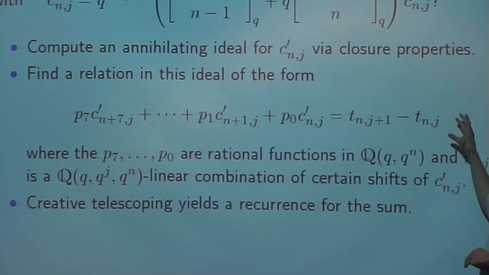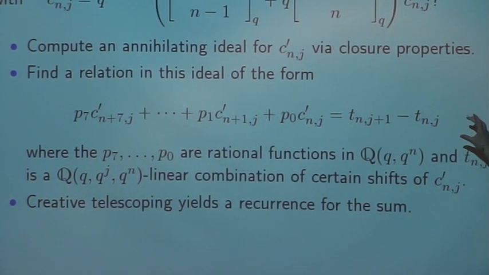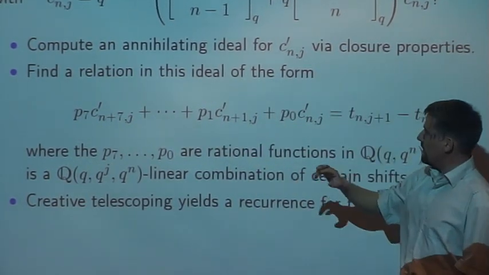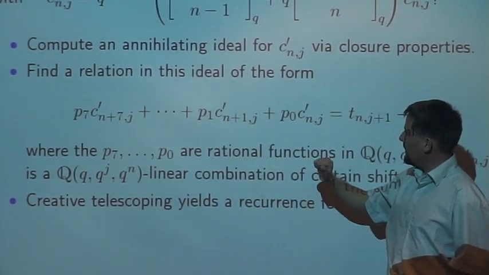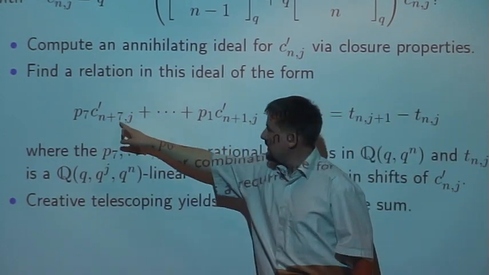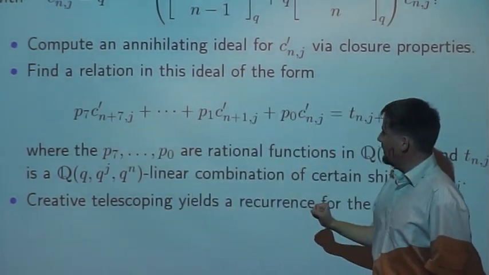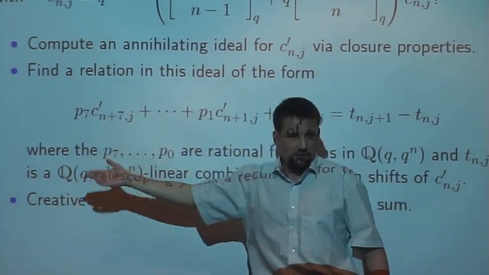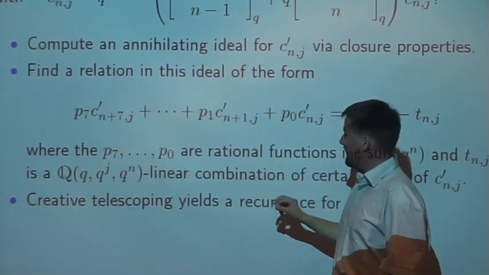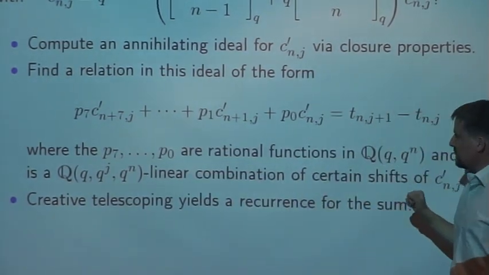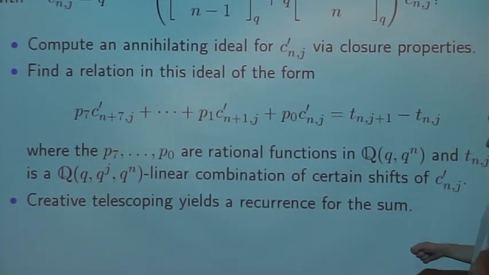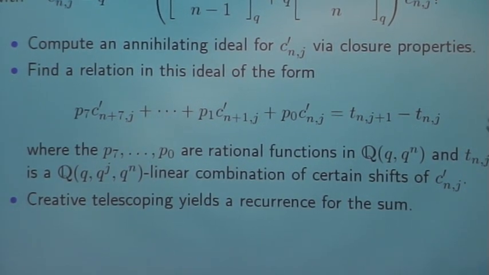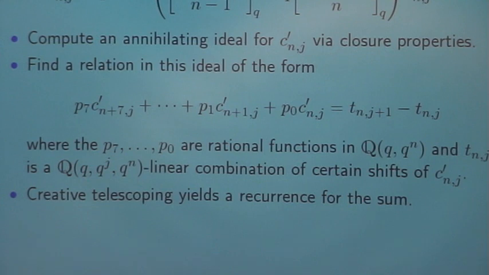So we find, again, in this ideal of recurrences, a special candidate which has this form. On the left-hand side, we have only shifts in n, and we have coefficients P_7. So 7 turned out to be 7; it need not be 7 in general. These are rational functions, or if we cancel denominators, polynomials, which only depend on q and q to the n. So there's no j on the left-hand side.